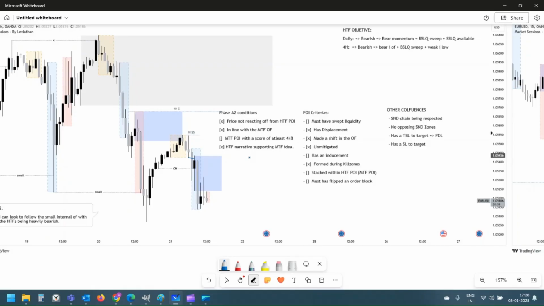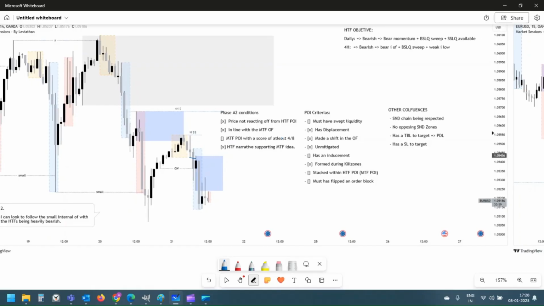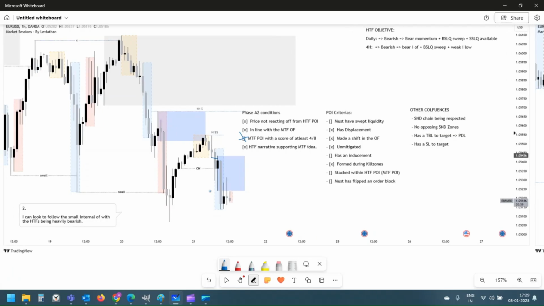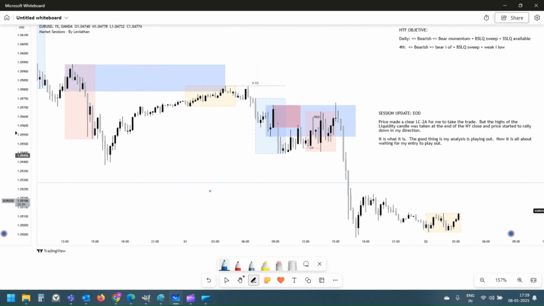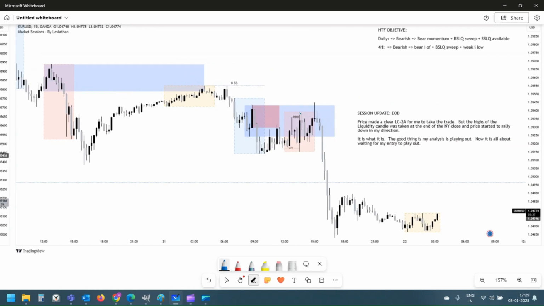This is phase A2, and these are the conditions, and this is the POI. 4 out of 4 criteria are met, and these are the other confluences. You can just have a look. The price came into this POI, and it did not have a lid, so I need to wait for a pullback inducement, that is the LC2 model.